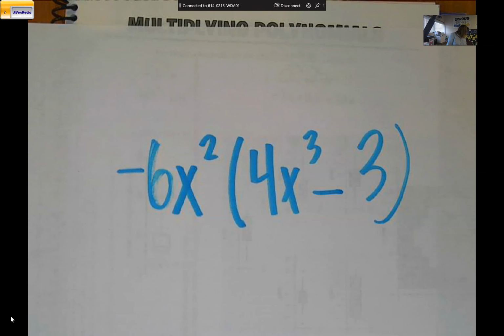Okay, show me. Okay, negative 24x to the 5th plus 18x squared.